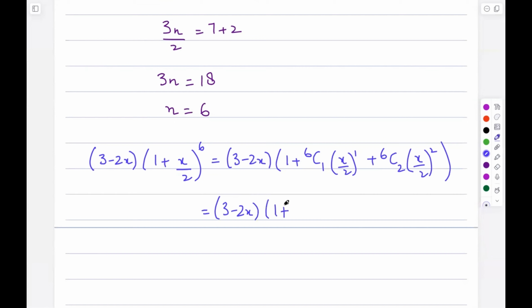Simplifying, we'll get 3 minus 2x into 1 plus, so 6C1 is 6, 6x upon 2 will become 3x, plus 6C2. If we substitute 6C2 in the calculator, that will become 15. So that will be 15x squared upon 4.